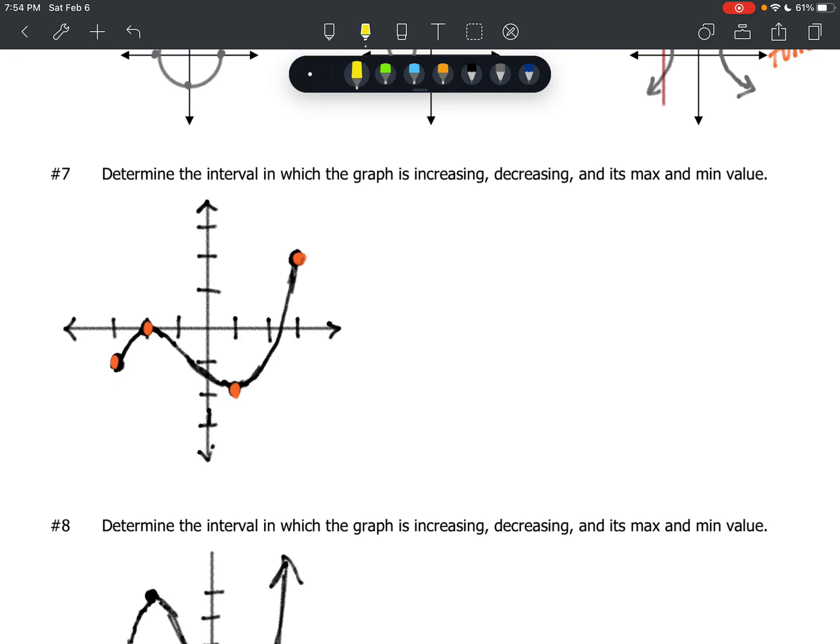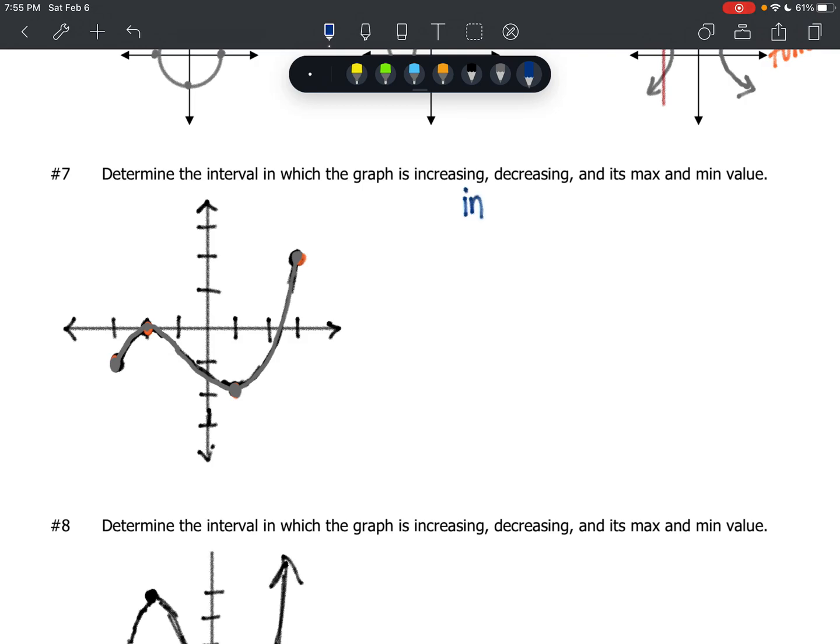Okay. Now, I'm going to draw over this curve with my gray pen. Going from left to right, starting at the leftmost point, my graph is going up, and then it's going to turn and start heading downward, and then it gets to this point right here, and it's going to turn again, and it's going to go upward.